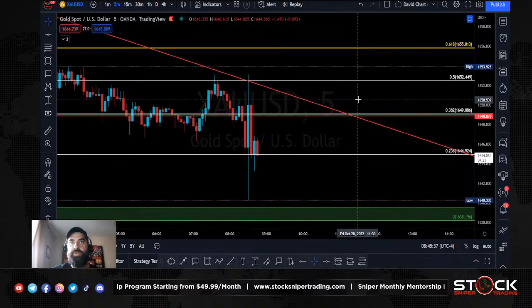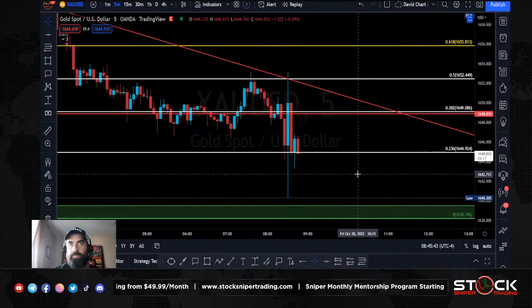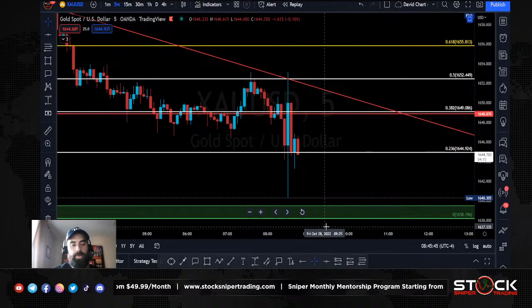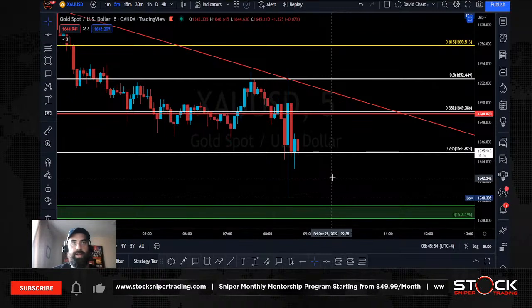So let's watch and see how this is going to move. Okay, here we go. Nice sells happening on gold. So far, you can see it's now just testing and holding that 236 level here, okay?